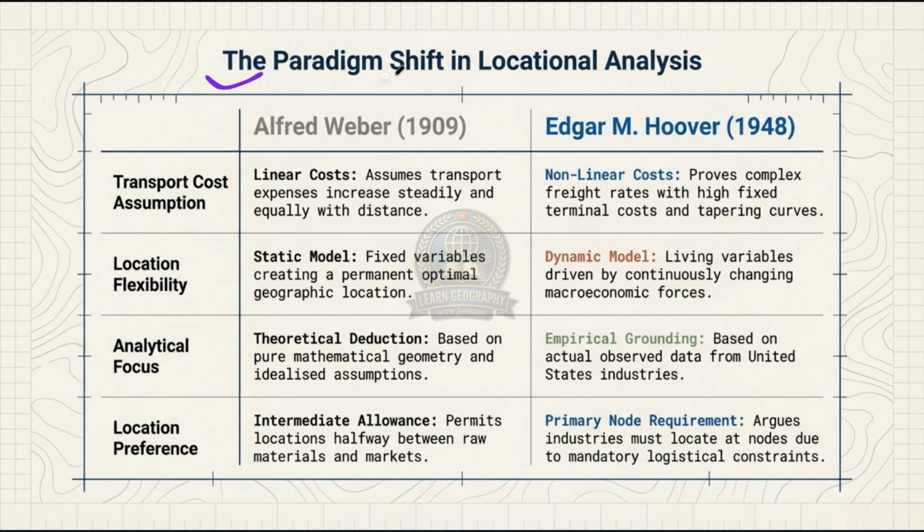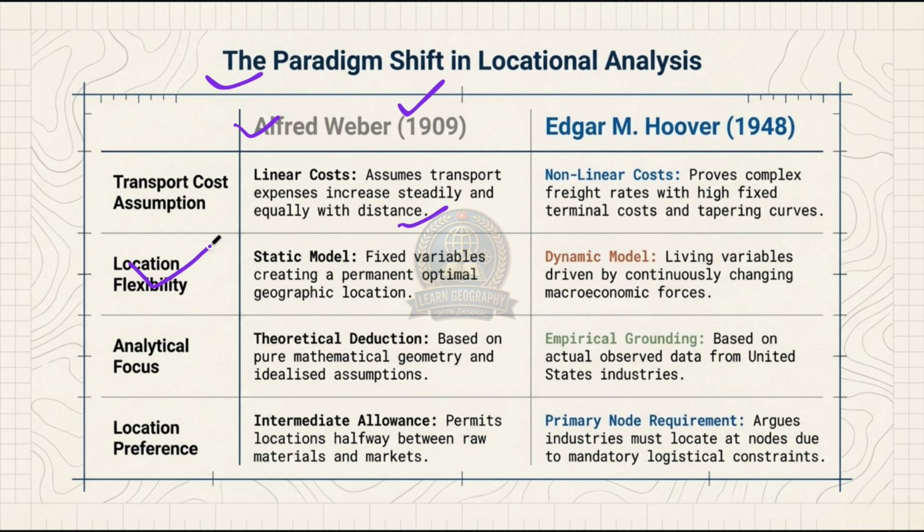Now the paradigm shift in locational analysis. Okay, Alfred Weber provided his industrial location theory in 1909. On the other hand, Edgar M. Hoover provided his theory in 1948. On the basis of transport cost assumption, according to Alfred Weber, linear cost assumes transport expenses increase steadily and equally with distance. On the other hand, according to Edgar M. Hoover, non-linear cost proves complex freight rates with high fixed terminal costs and tapering curves.